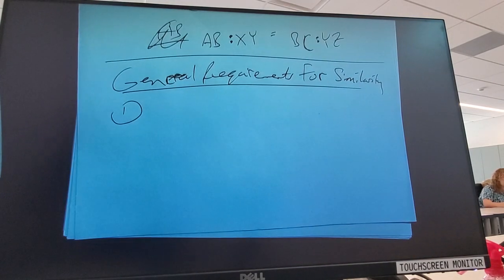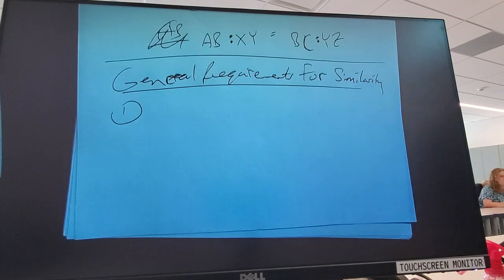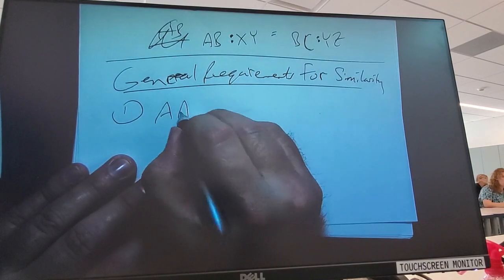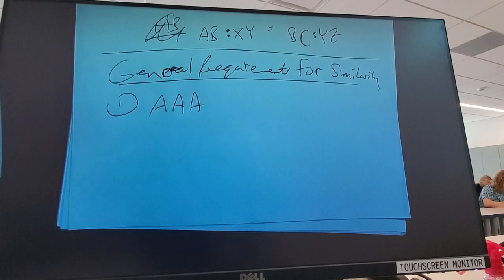Is the one I think you guys told me earlier, which is angle, angle, angle. And to be really honest, that's kind of a definition of similar triangles: all the angles are the same. Why is that not good enough to be congruent? Why is AAA not good enough to be congruent? Sides could be different.